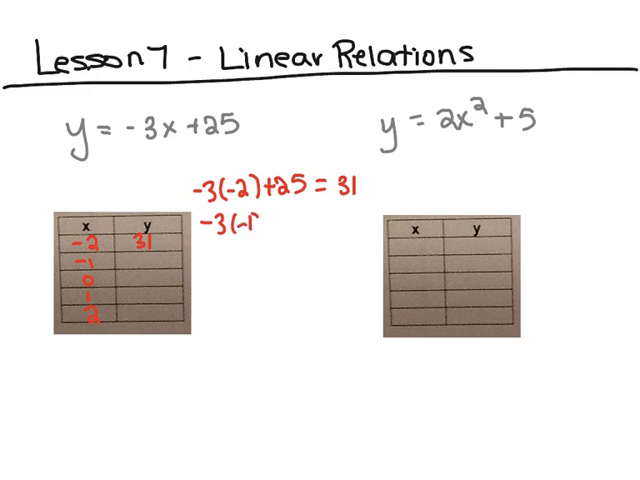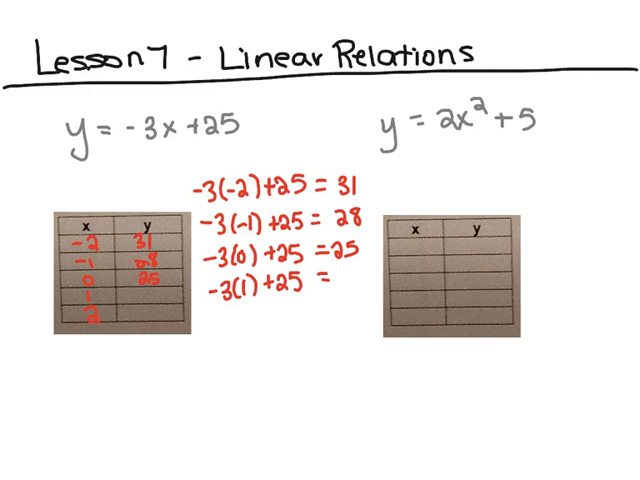-3 times -1 plus 25. Type that into your calculator and you should get 28. -3 times 0 plus 25. Shouldn't have to put that into your calculator at all, because 0 plus 25 is 25. -3 times 1 plus 25 is the same as 25 minus 3, which is 22. And -3 times 2 plus 25, you should get 19.